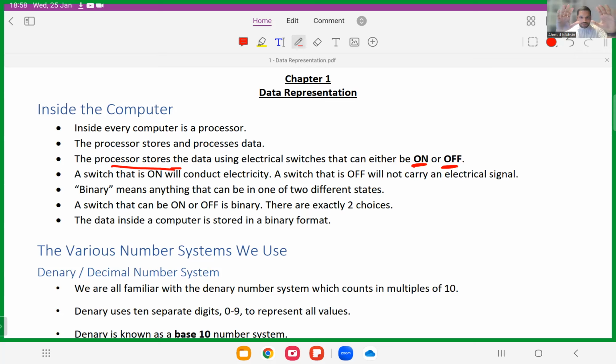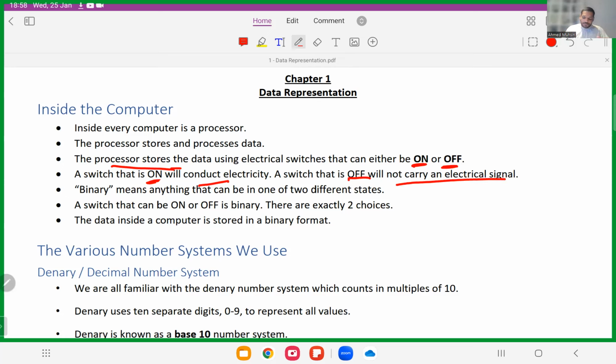Is it clear? If it's confusing, don't worry, we are still getting there. Your data is stored using electrical switches, and these switches can be in 2 states: either they are on or they are off. A switch that is on will conduct electricity, and a switch that is off will not carry any electrical signal. This is basic stuff.